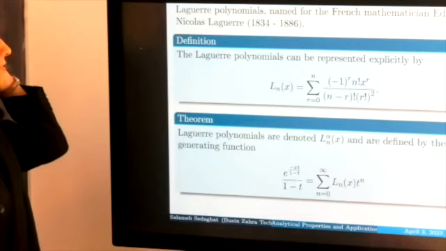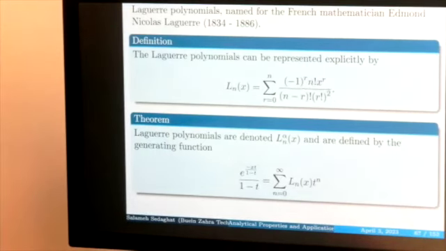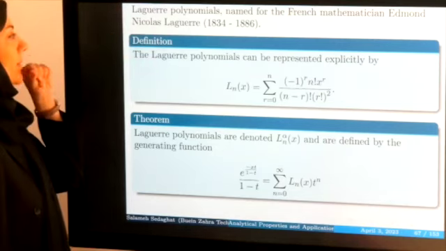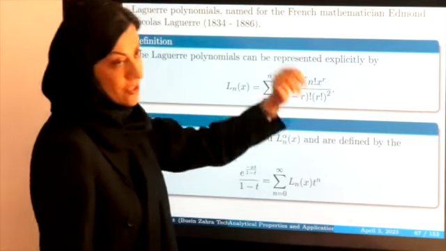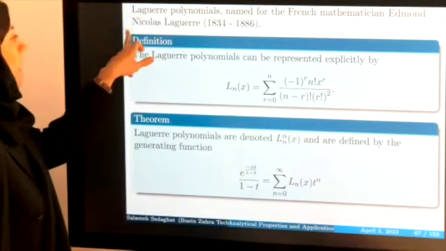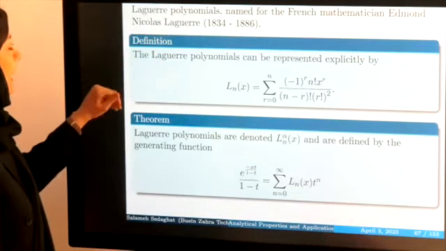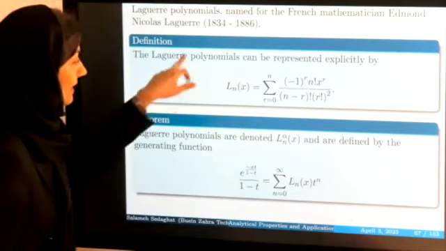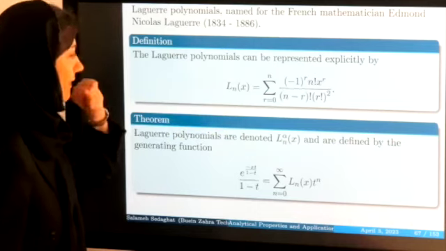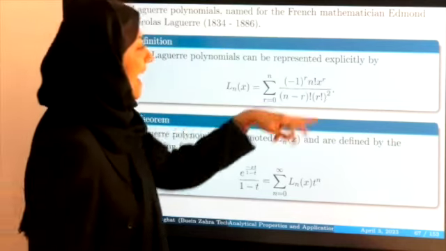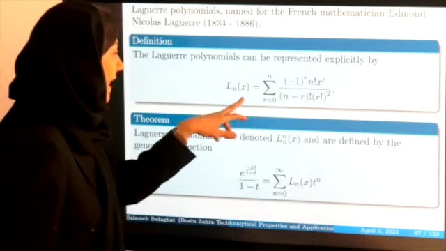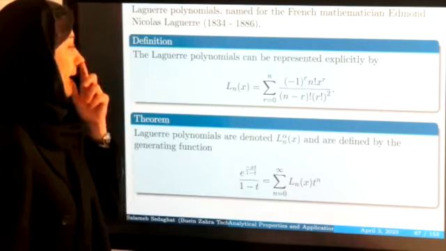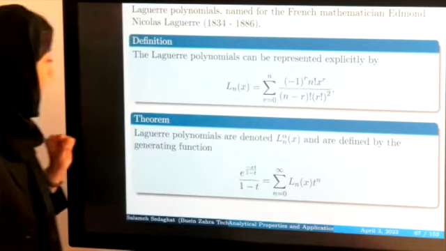In this section, I want to talk about another important family of orthogonal polynomials, Laguerre polynomials. Laguerre polynomials, named for the French mathematician Edmond Laguerre, are denoted by L_n(x) and have this series expansion: L_n(x) equals this summation.